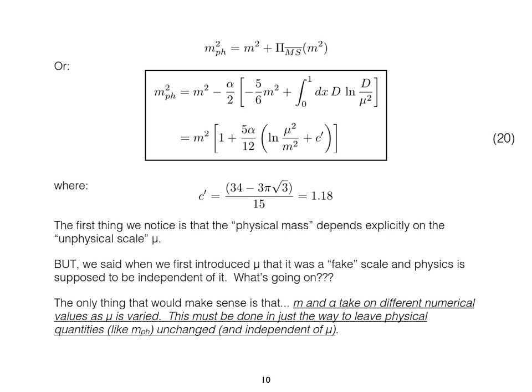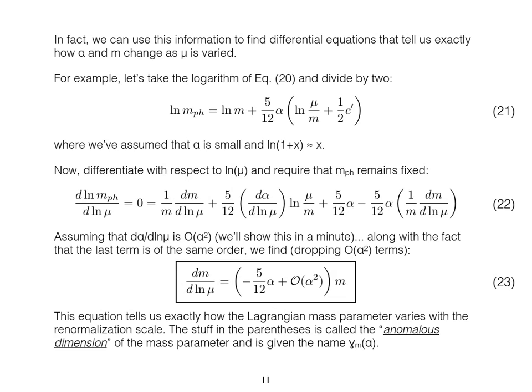So there's a couple steps here. I'm taking the natural log. The left-hand side is obviously 2 times the natural log of m physical, right? On the right-hand side, I've got the log of 2 quantities, so I use the property that the log of 2 quantities is the log of one quantity plus the log of the other quantity. And then I expand in alpha. So that's how I get this.